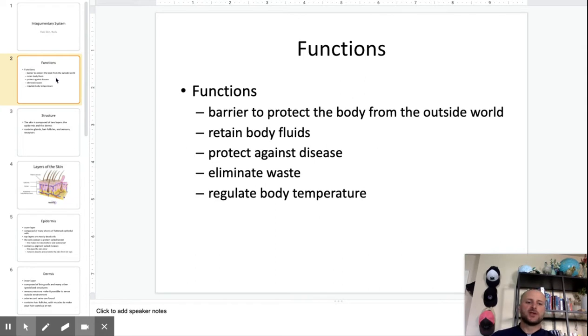Functions. Your skin especially protects your body from the outside world. It creates a separation. It also holds body fluids in. You're not just losing water out your skin all the time. You can sweat, but that's a mechanism of the body. It protects against disease. You have lots of things on your skin that are antibacterial and help fight disease. It also just keeps the disease outside. Eliminate waste: you can eliminate waste through your skin through sweat and glands. We'll talk about those. And it helps regulate your body temperature with either goosebumps or sweating also.